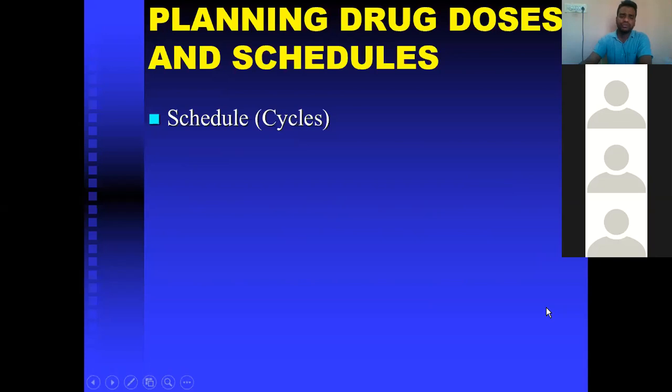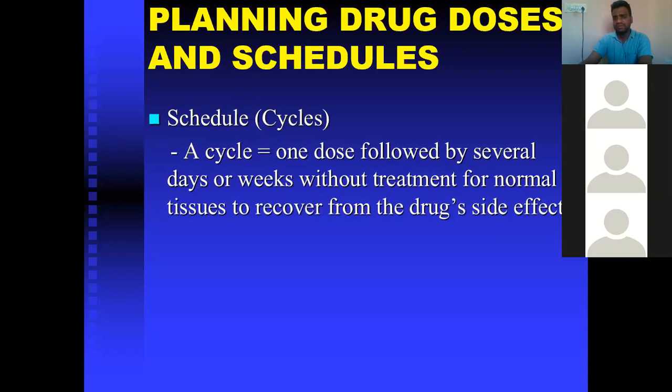So coming to schedule, that was about dose. Schedule, I was telling, no, cycle. So why do we give this chemotherapy regimen in a cycle? Cycle means one dose followed by several days without treatment. We give a drug for one dose, then a treatment-free period, and then we give another dose.